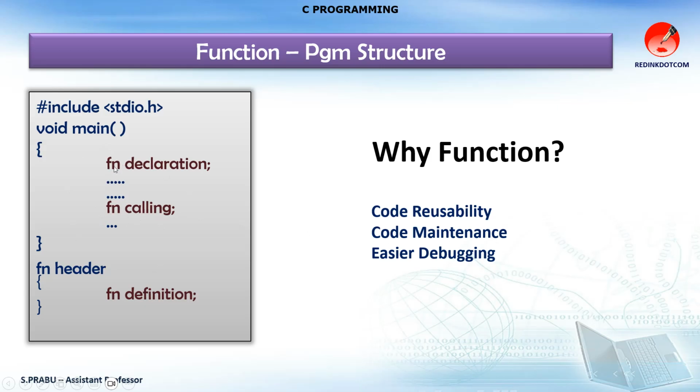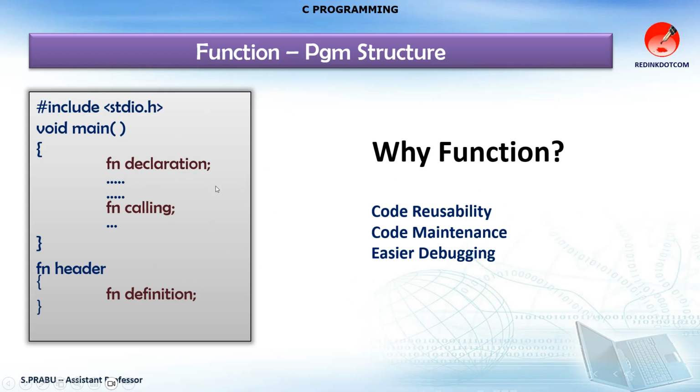Second one is code maintenance. If your program has 10 different functionalities, we can write 10 different functions. So we can easily maintain the code. If any error occurs during the execution, we can easily identify and resolve that error. For this reason, functions are used. Let's discuss these three parts of the function.